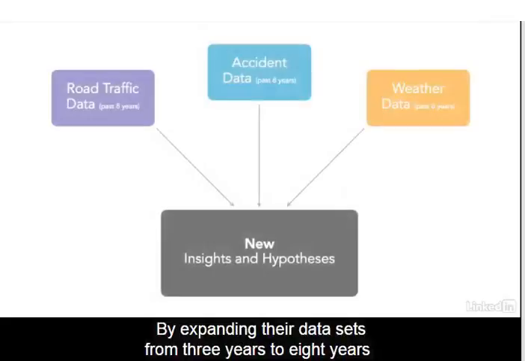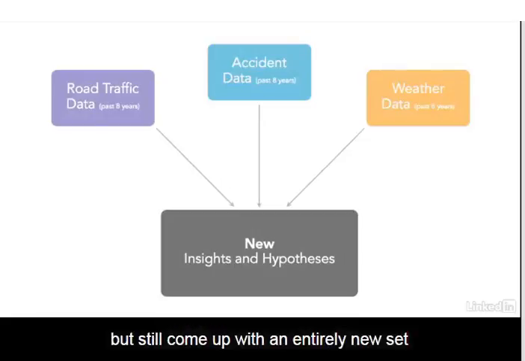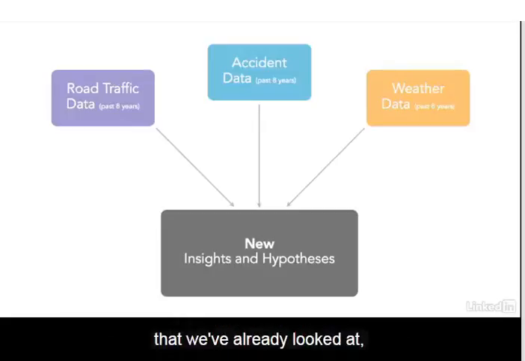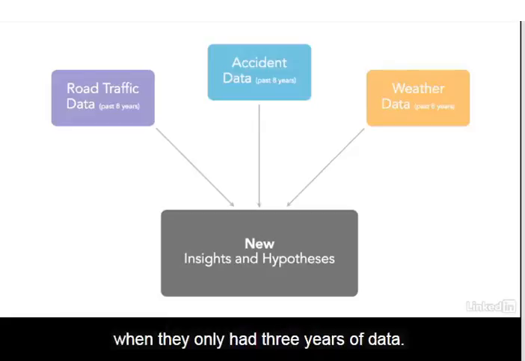By expanding their data sets from 3 years to 8 years, they can run the same data through the same models, but still come up with an entirely new set of insights and hypotheses. They can still ask and answer the same questions that we've already looked at, though with that additional 5 years of historical data, they might actually start to receive different answers. This in turn spurs an entirely new set of important questions and insights that previously they were unable to ask or answer when they only had 3 years of data.